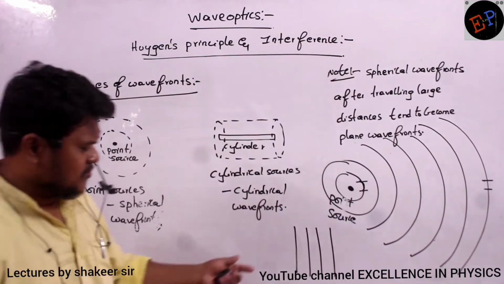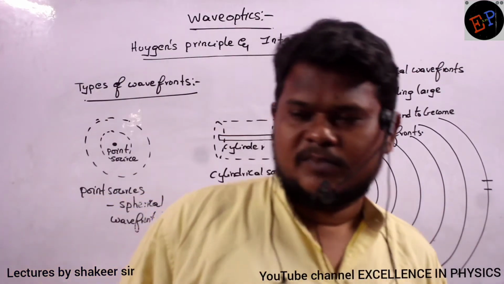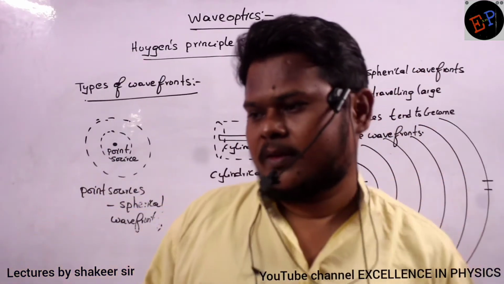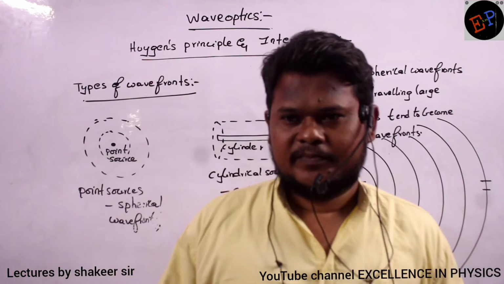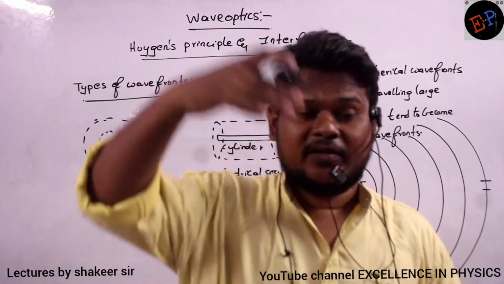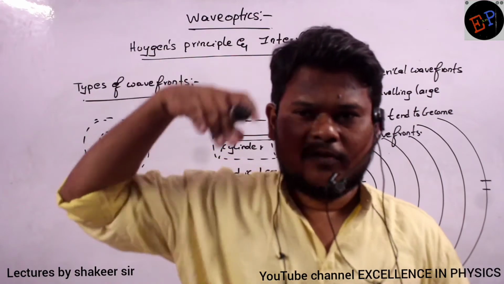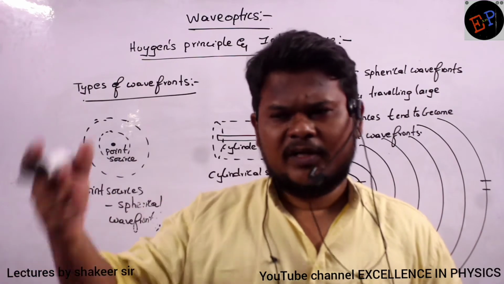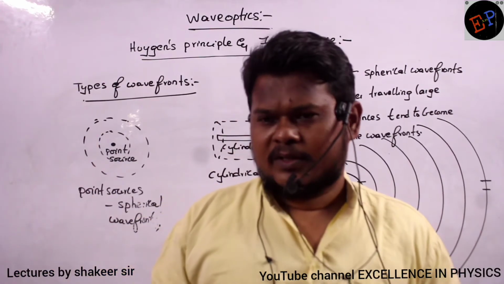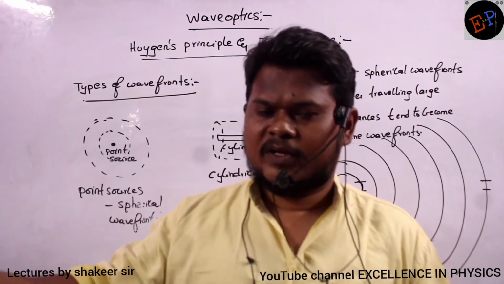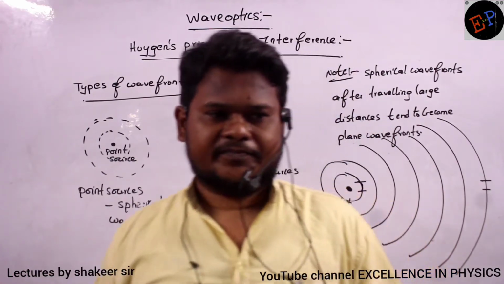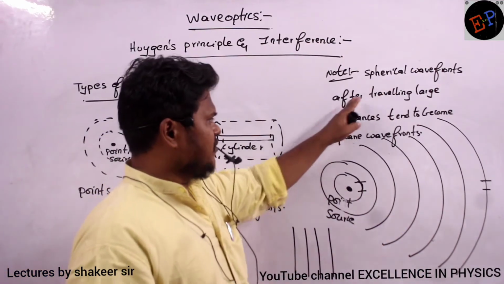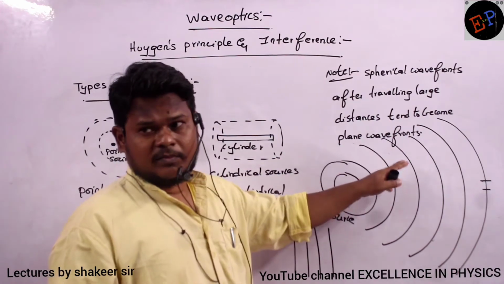Give an example of a plane wavefront. Sunlight is a very good example. What is the reason? The Sun is present at a very large distance. So the Sun produces spherical wavefronts only, but by the time they reach the surface of the Earth, they become more and more flat. Very large distances, lakhs of kilometers. So these wavefronts become flatter and flatter, and finally when it reaches Earth, we get a plane wavefront. Are you able to understand? So spherical wavefronts, after traveling very large distances, become plane wavefronts.